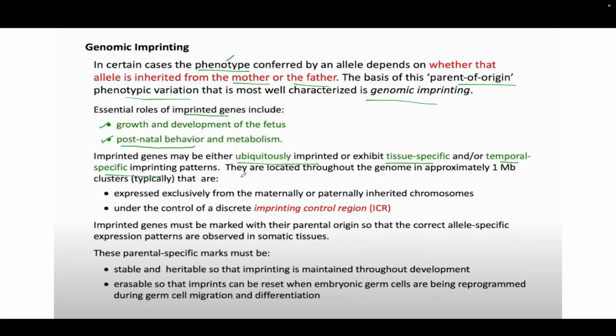Understood? They are located throughout the genome in approximately 1 MB clusters, and they are expressed exclusively from maternally or paternally inherited chromosomes and under the control of a discrete imprinting control region, that is ICR. These imprinted genes must be marked with their parental origin so that the correct allele specific expression patterns are observed in somatic tissues. So now you understand the imprinting, how it affects.